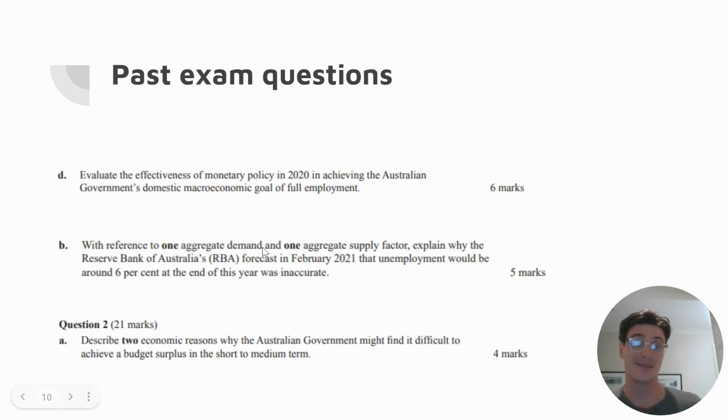This one's about aggregate demand and aggregate supply factors. And this was a very tricky question from last year's exam. And they asked, well, what was one AD, one AS factor that would actually mean the unemployment rate was below forecast? You needed a contemporary factor. And finally, describe 2 economic reasons why the government might find it difficult to get a budget surplus. All these things you can show off by showing contemporary knowledge of the economy.